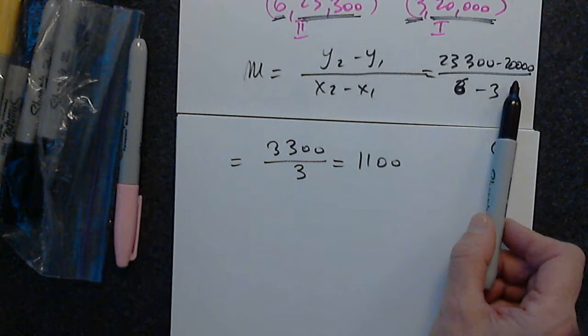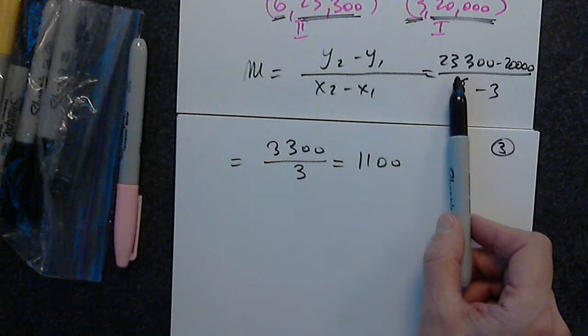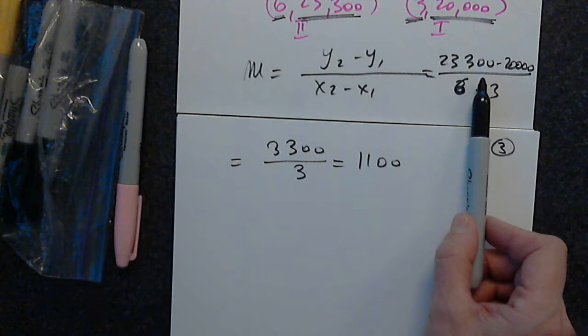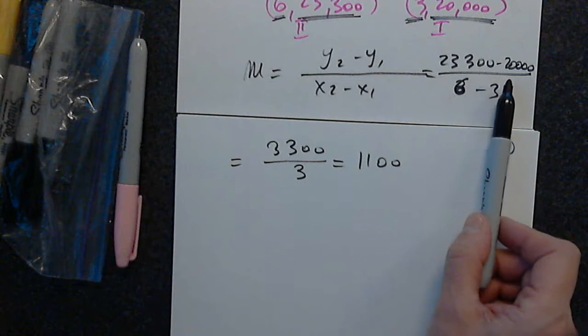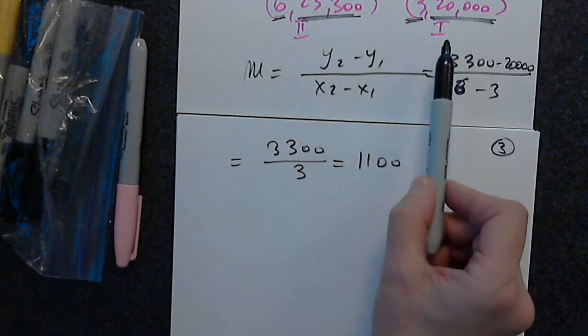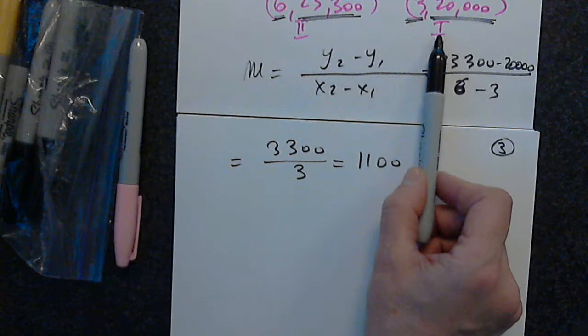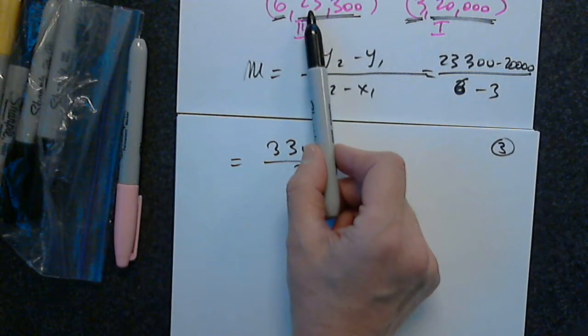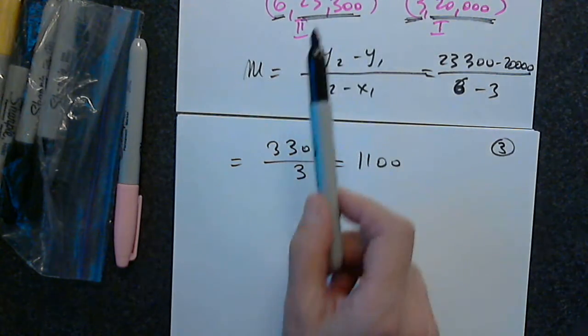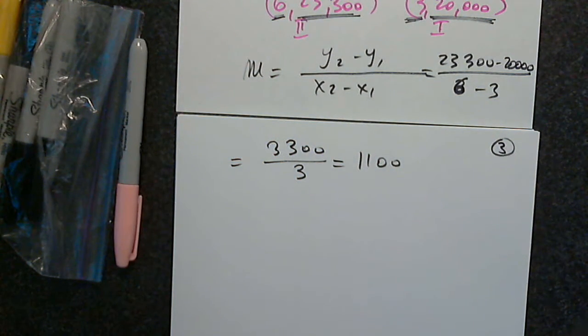23,300 minus 20,000. Isn't it 3,300? Well, I thought y2 was 20,000. I messed them up by writing them in the incorrect order. So forgive me. I'd rather go back and check, even if it ended up not being a mistake. Whatever you think you see, maybe I don't see it.